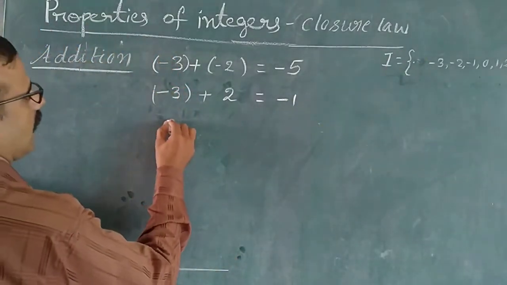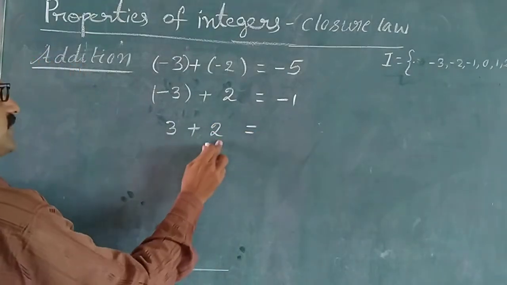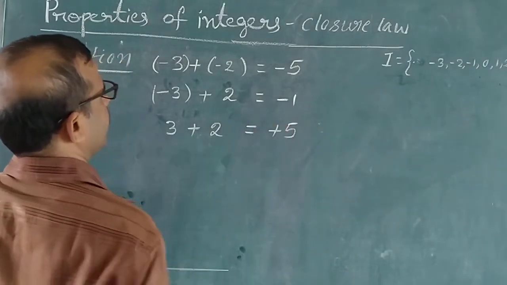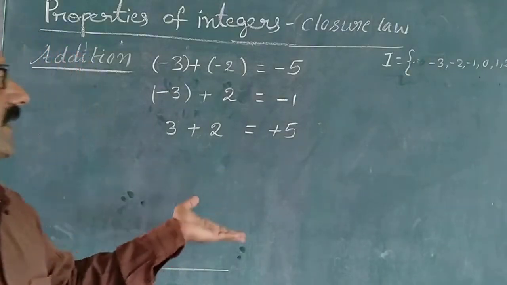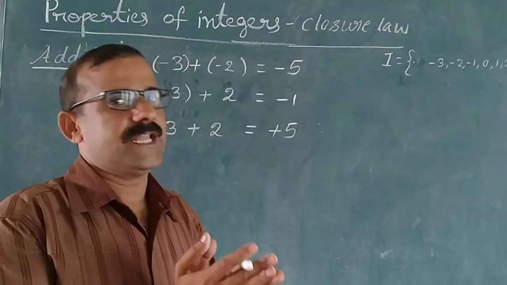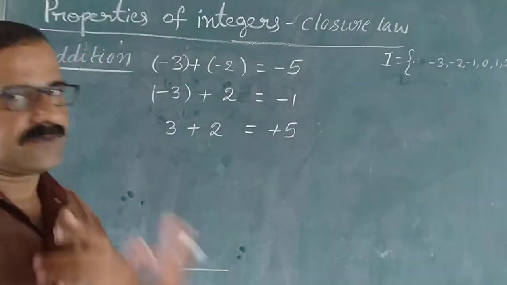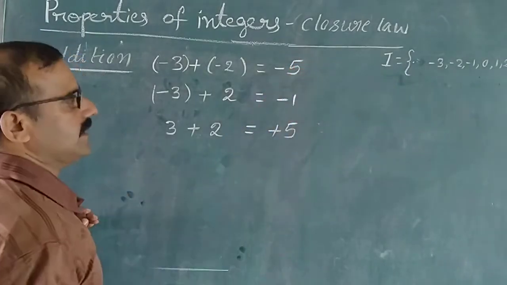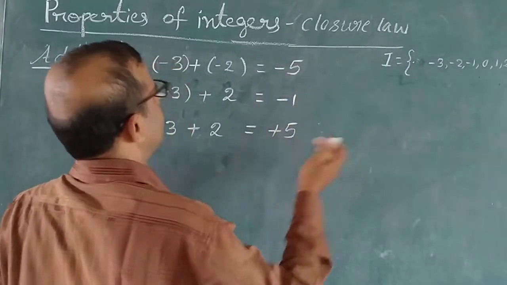Next, 3 plus 2, both are positives. So you will get what? Plus 5, or 5. You observe here that if you add any two integers, whether both are negative, both are positive, or one is positive and the other is negative, the result is also an integer. Minus 5 is an integer, minus 1 is also an integer, plus 5 is also an integer.